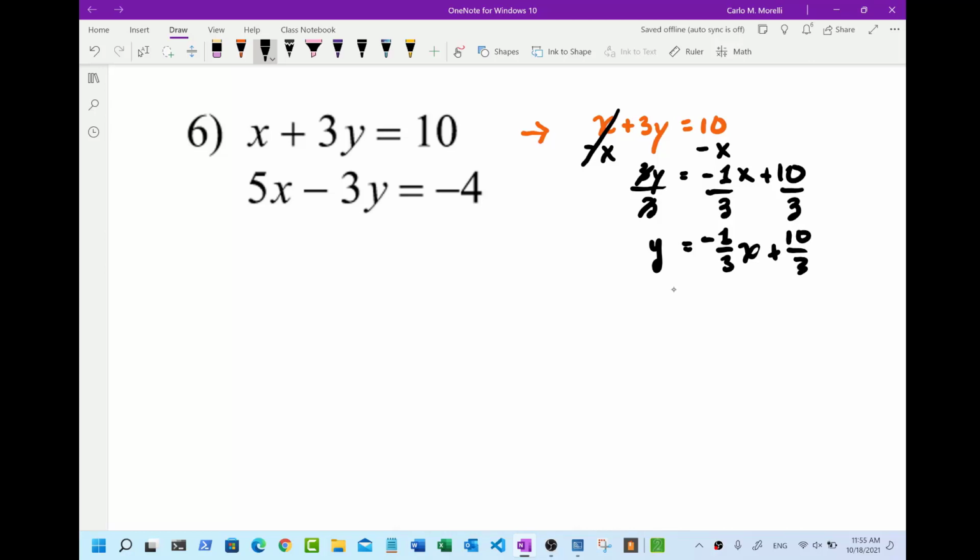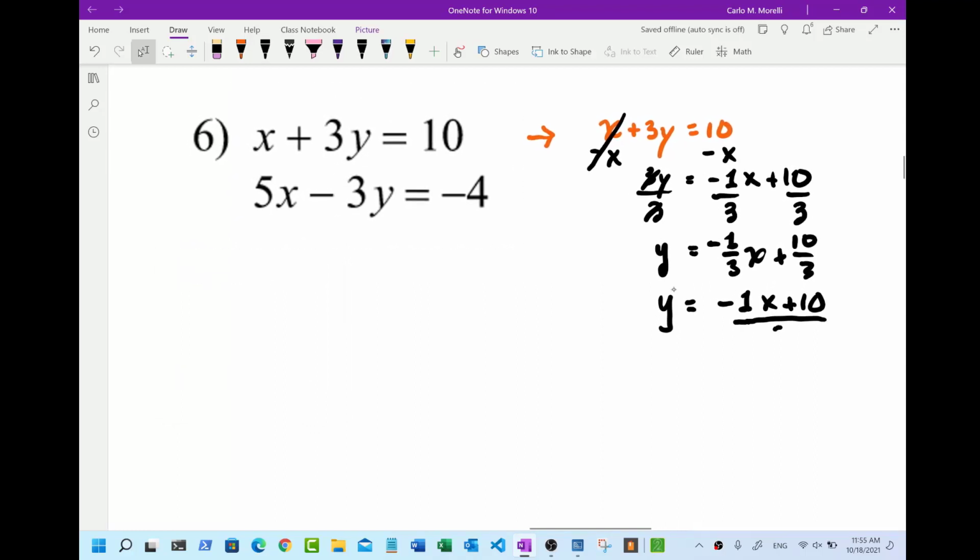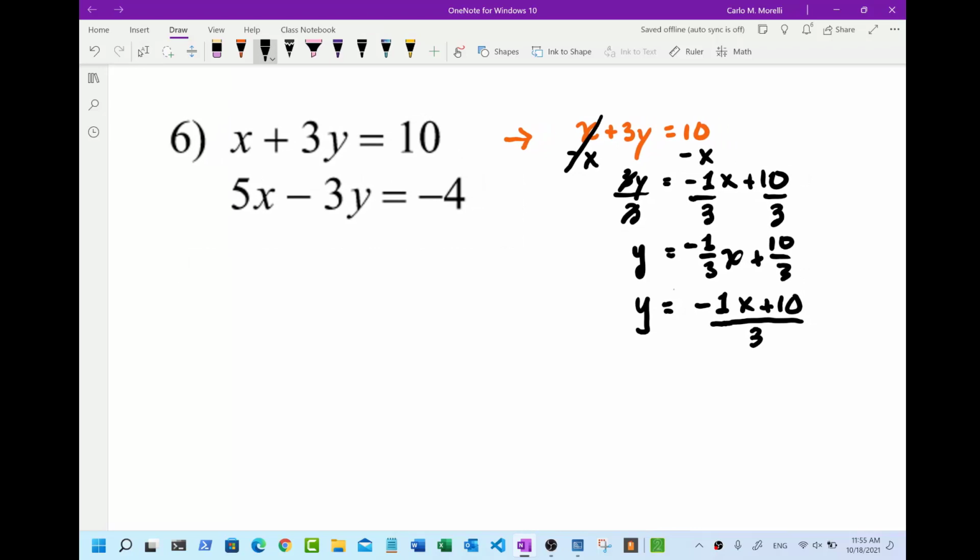And when I see a problem like this, I think ahead. And I look over here, I see that 3y. I'm going to be substituting this in here. So I'm going to write this like this: y equals negative 1x plus 10, all over 3. Does everyone understand that that's possible? Does everyone understand that these two statements are identical to one another? As long as you understand.